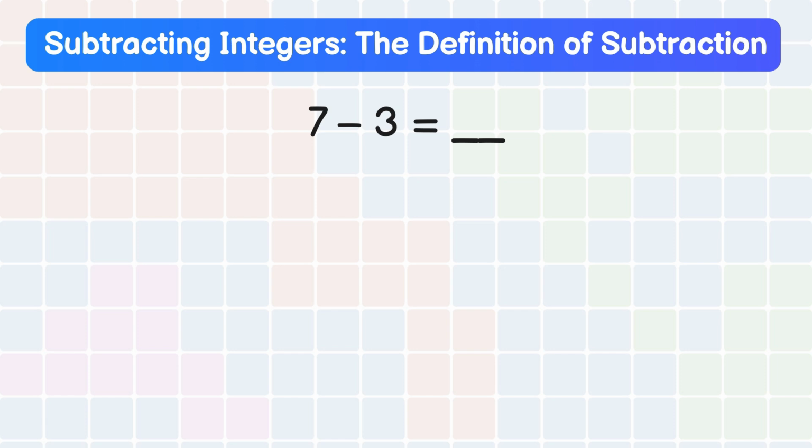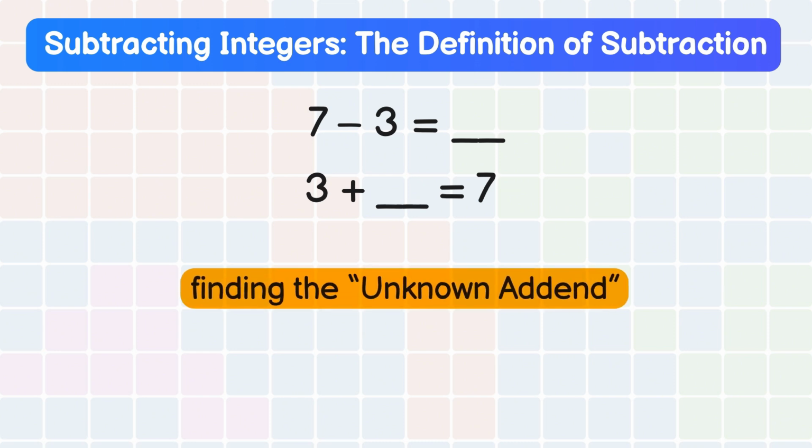When we subtract whole numbers, we write it like this. 7 minus positive 3 equals some number. But we can also write this as addition like this. So, now we have positive 3 plus an unknown number equals positive 7, where the unknown number is one of the addends. And, of course, the unknown addend is 4. This is the correct definition of subtraction. Finding the unknown addend when subtraction is written as addition.